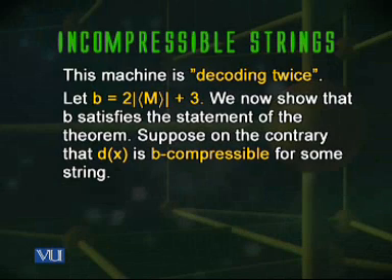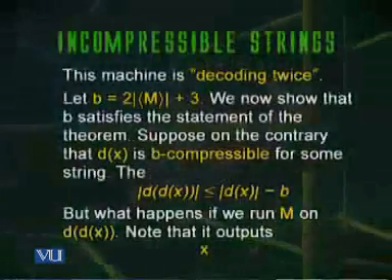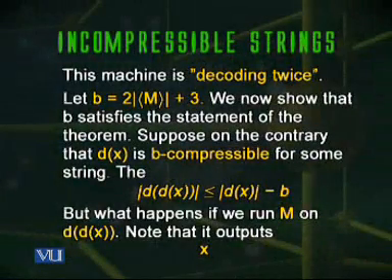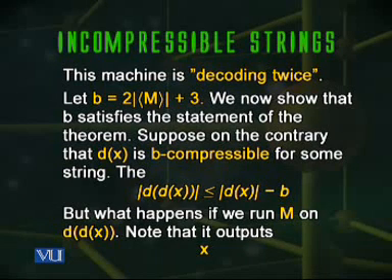We now show that b would satisfy the statement of this theorem. Suppose, on the contrary, that d of x is b compressible for some string x. So let's take a string x whose description can be compressed more than b. Well, what we can now do is use this Turing machine M to describe x in a shorter way. Let's see. Suppose that the description of x is less than the description of x minus b.